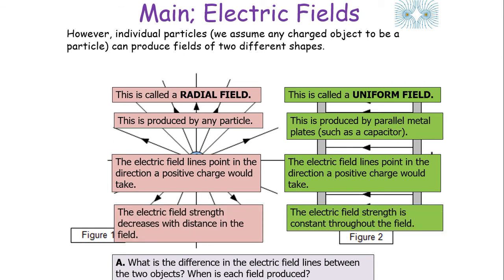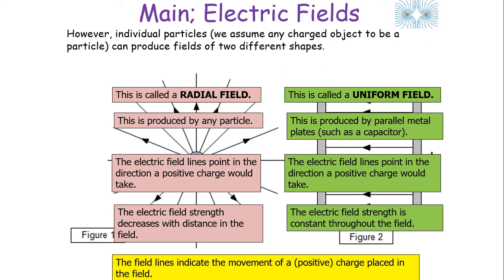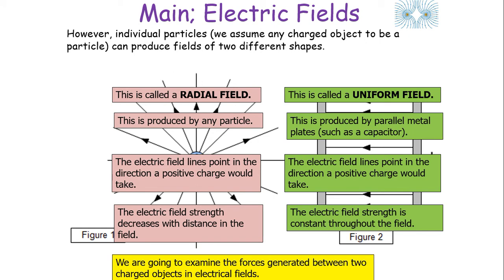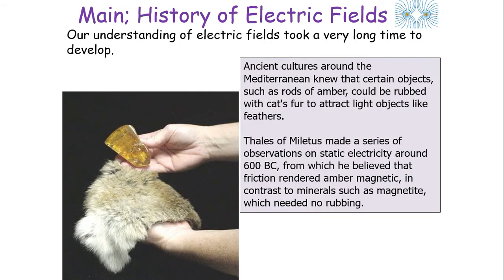In a radial field, the electrical field strength decreases with distance in the field as the field lines spread out, but in a uniform field, the electrical field strength is constant throughout the field because the density of the field lines remains constant. In today's lesson, we're going to focus on radial fields, and we'll look at uniform fields in the next lesson. Remember, the field lines indicate the movement of a positively charged object placed in the field. So we're going to examine the forces generated between two charged objects in electrical fields.